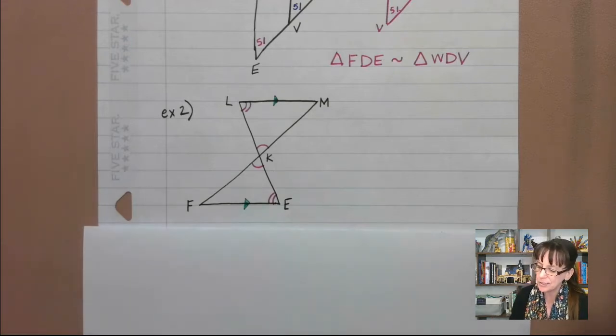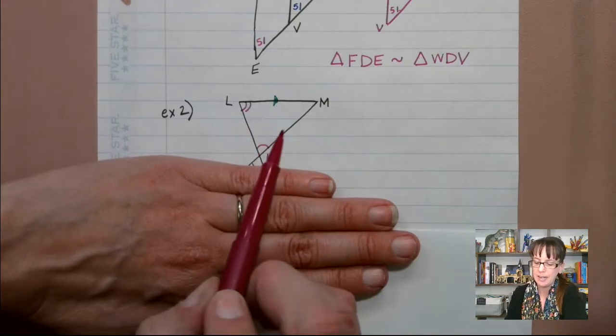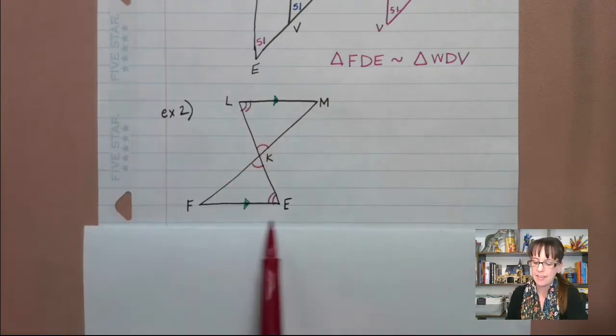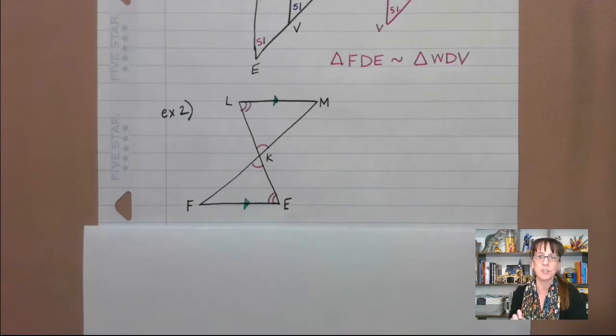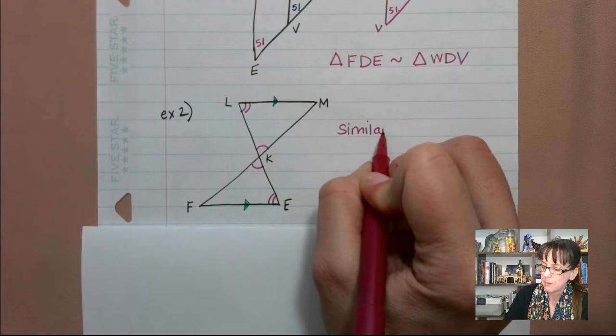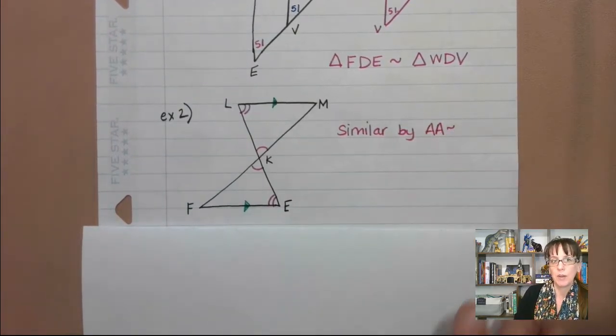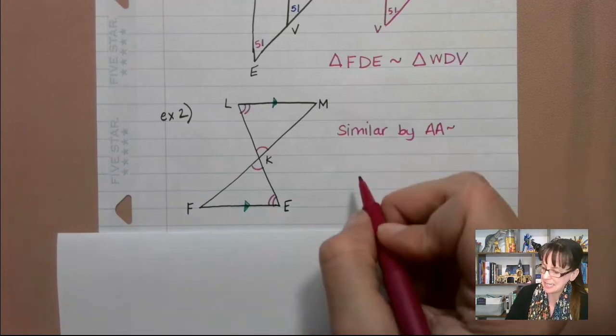Now looking at this, if I were to cover up one of these triangles, you would see that I have two angles, and then over here I have two angles. So these are similar by angle-angle similarity.